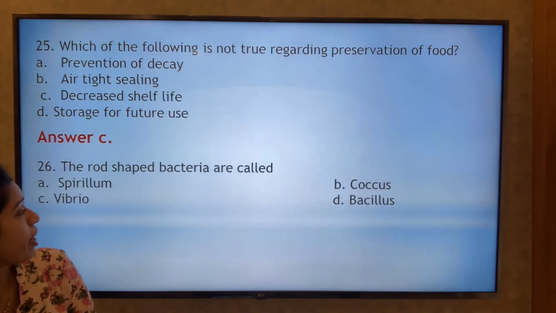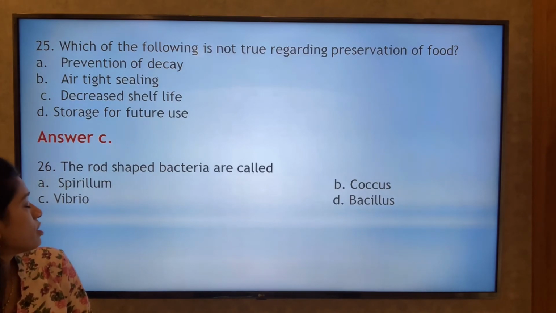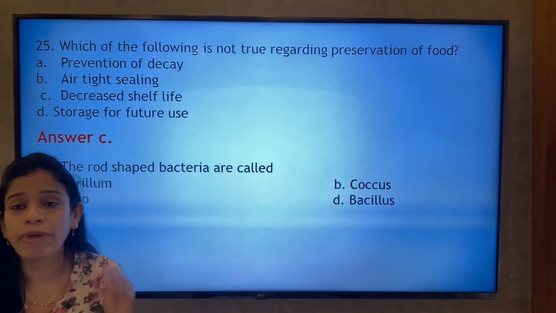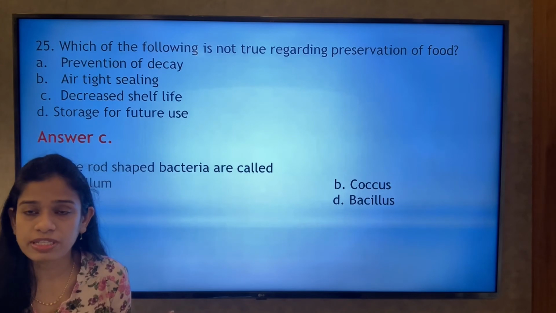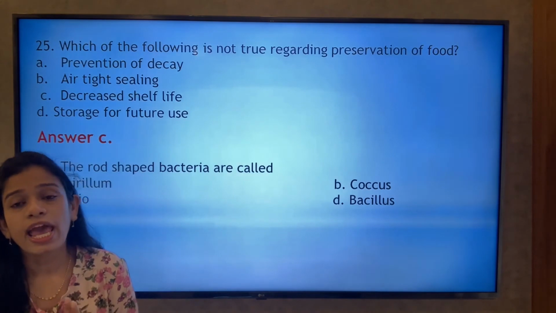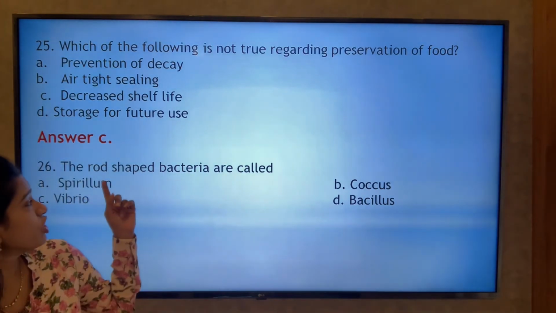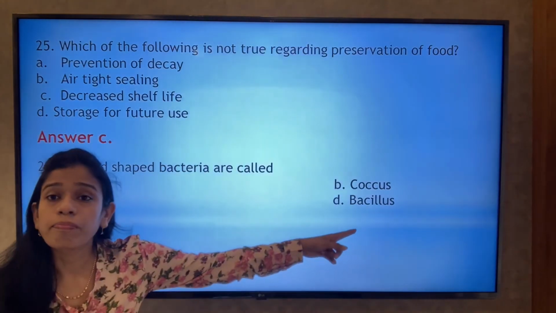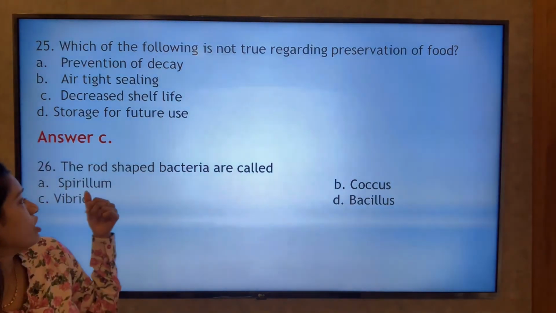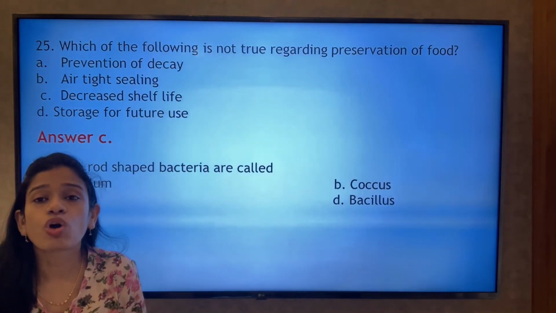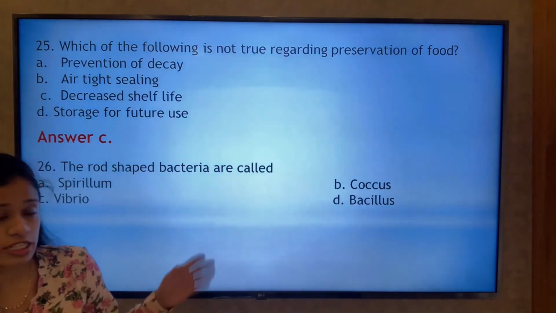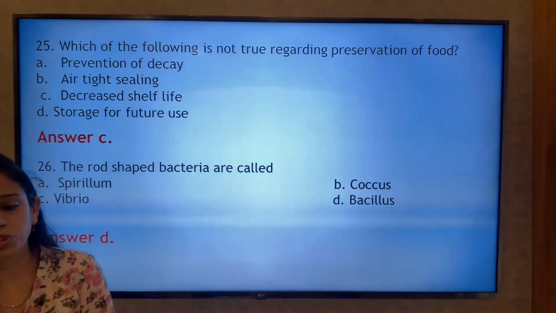Next, the rod-shaped bacteria are called Spirogyra, Coccus, Vibrio, Bacillus. We know that bacteria have four types of shapes. One is spherical or round shaped, known as the Coccus. Second is the rod-shaped type, which is also known as the Bacillus, that is option D. The third is the spiral type, that is called the Spirogyra, and the fourth is the comma type, which is known as the Vibrio. So the correct option for this question is Bacillus, or option D.